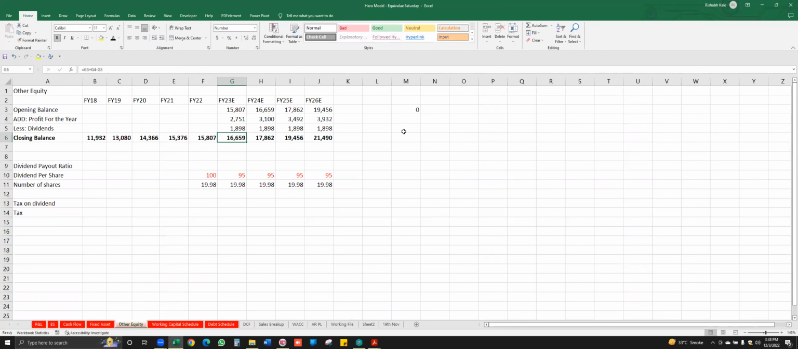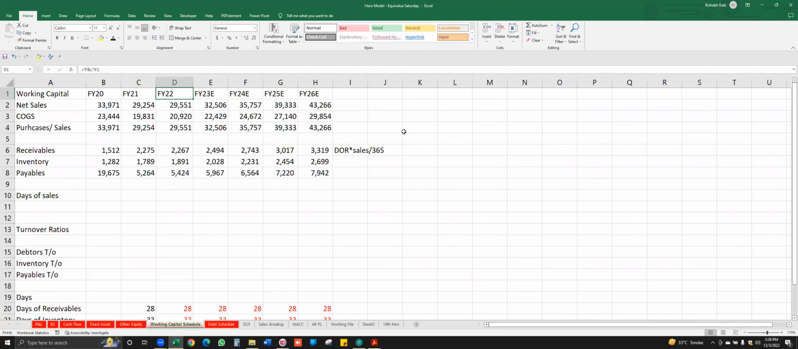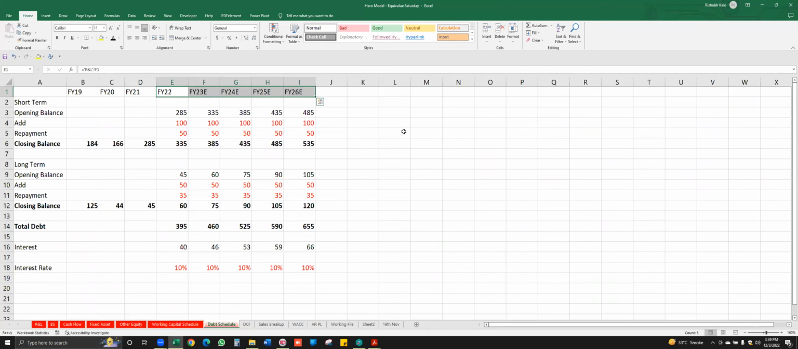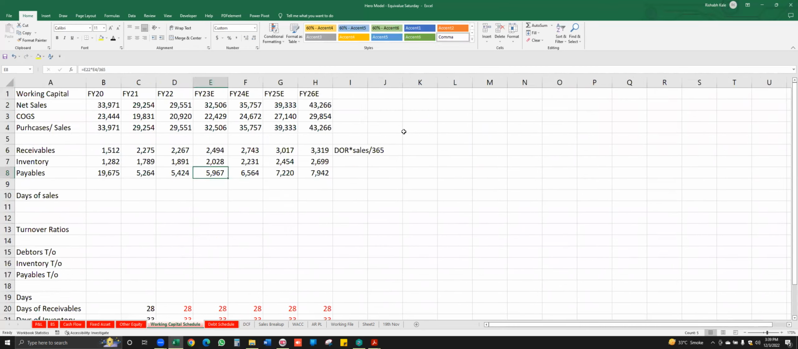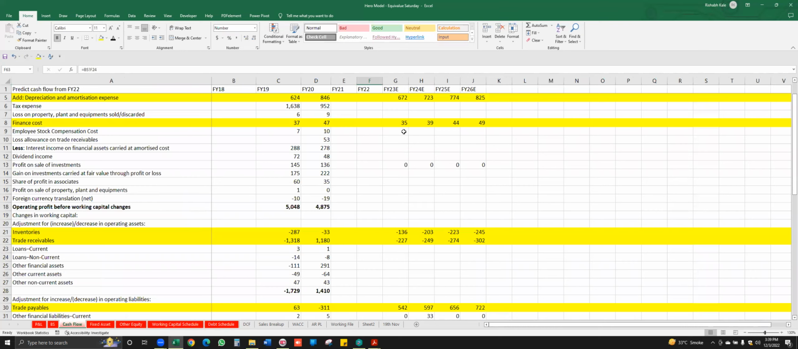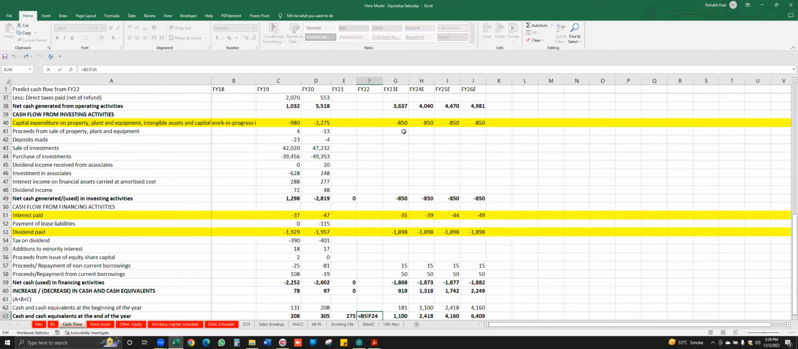Okay, other equity will come from... Now we'll start at 23 forecasting. This is all we have already done. Working capital is what we have found. Debt schedule, we don't need to change. Our cash flows, this is what we required the last year.